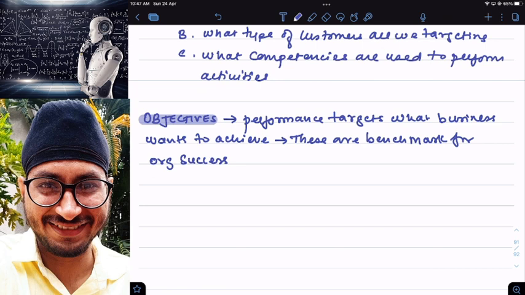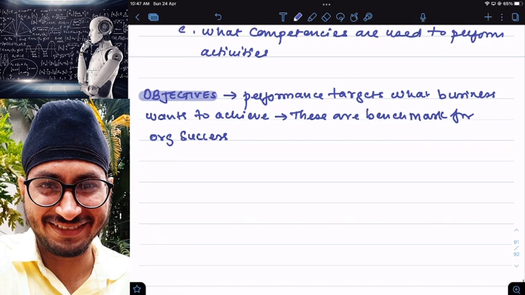What is your objective, sir? Your objective is to clear CA Inter both the groups in May 2022 exams. If you are able to clear, it means you have achieved your benchmark, you have achieved your objective. If you are unable to clear it, you are unable to achieve your objective or benchmark. So how do I know whether you are performing good or not? Just check your objectives.